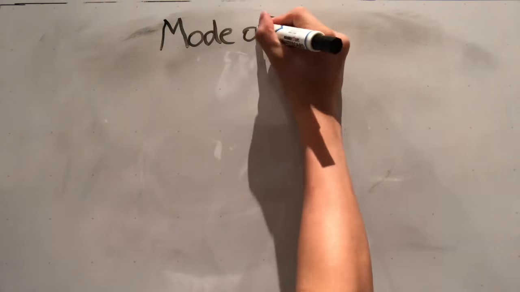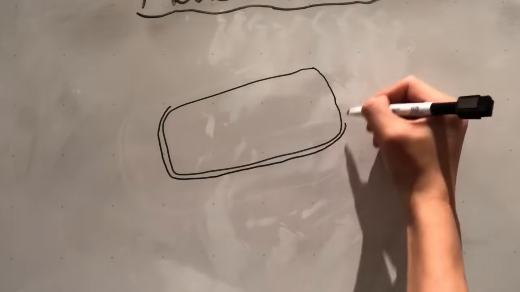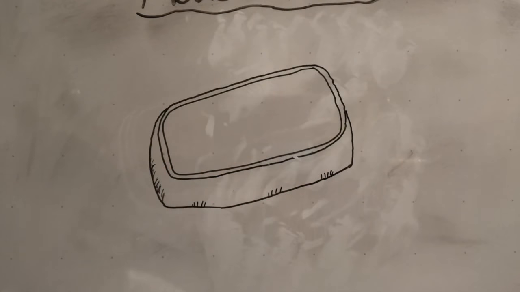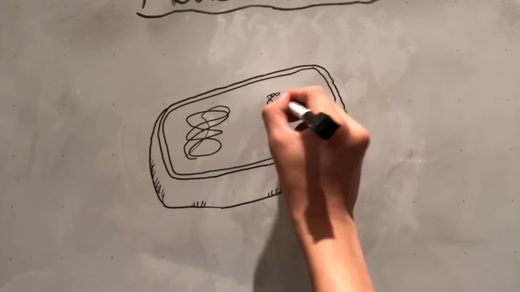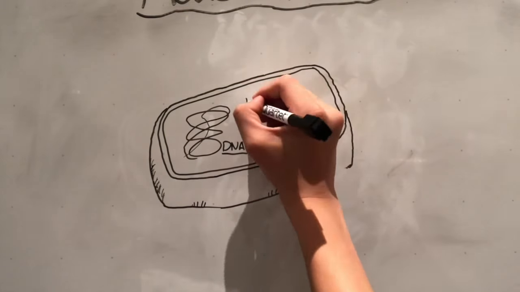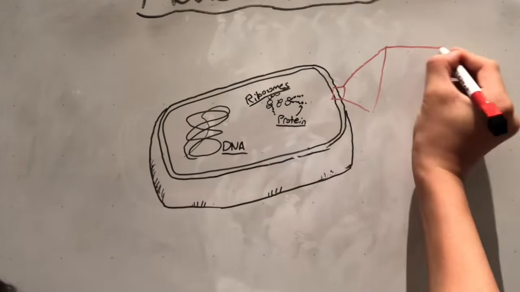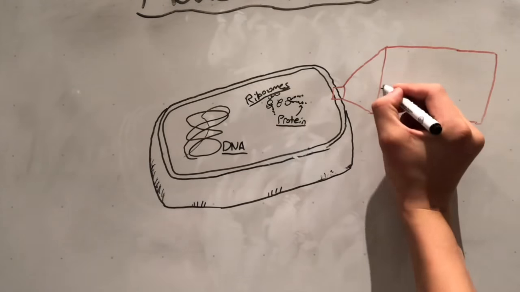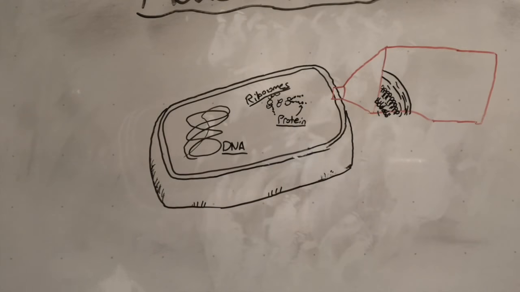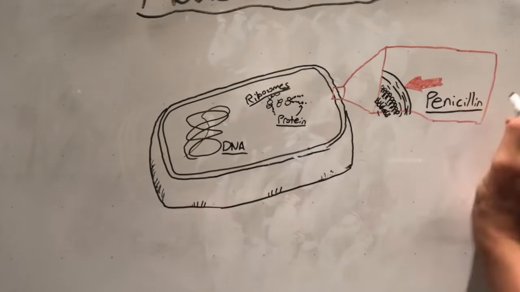First, I will give a brief overview of the modes of action for antibiotics. This is your basic bacterium. The first mechanism is to break the fragile cell wall, inhibiting its synthesis and killing the bacteria. Antibiotics such as penicillin use this mechanism.